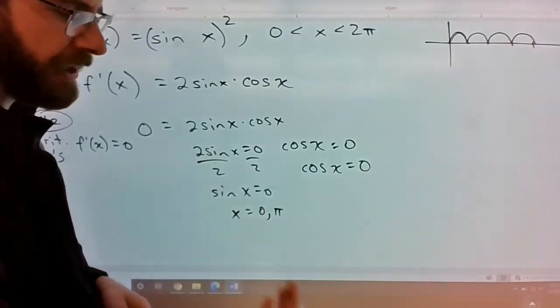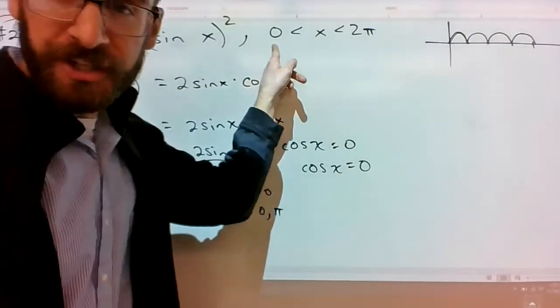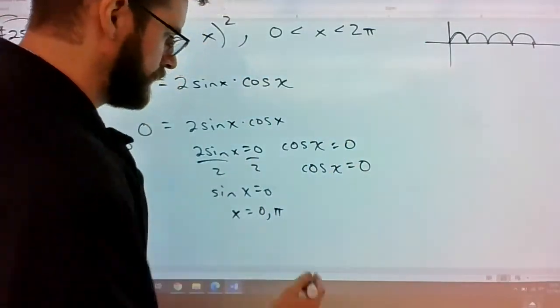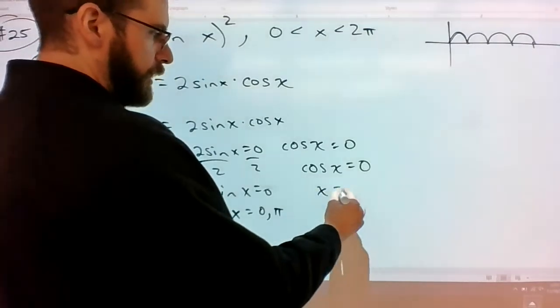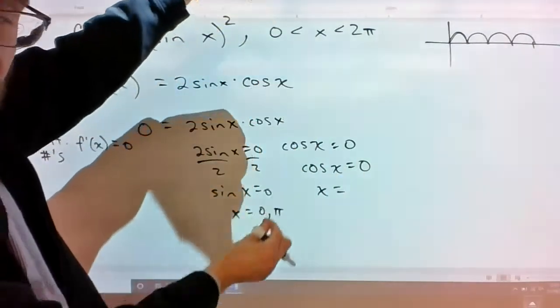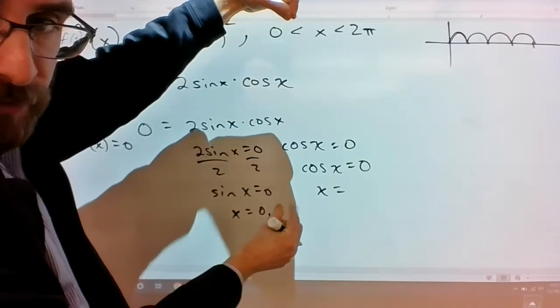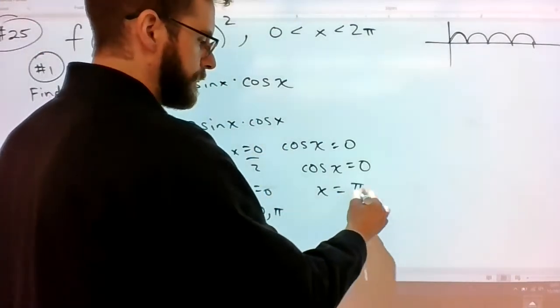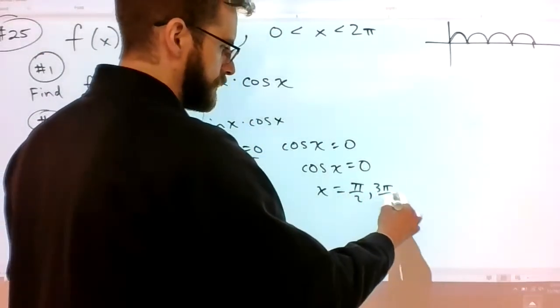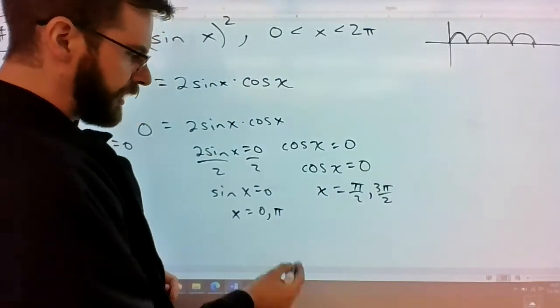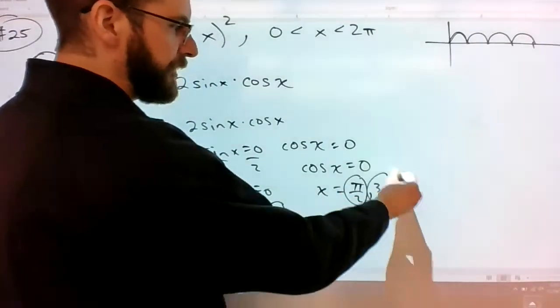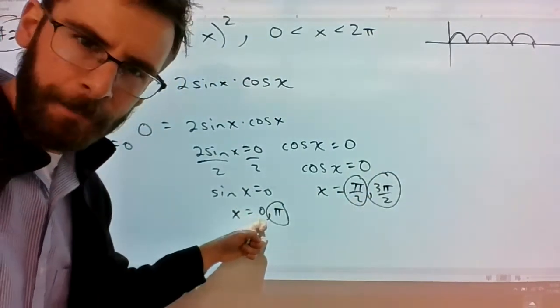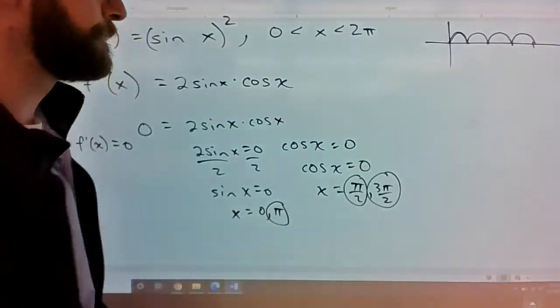And really 2 pi, 3 pi, 4 pi. But again, we're restricted between 0 and 2 pi. Cosine equals 0 where the x values are... so at pi over 2 and 3 pi over 2. So this gives us critical numbers of pi, pi over 2, and 3 pi over 2. 0 is already an endpoint, so that's going to be included there.